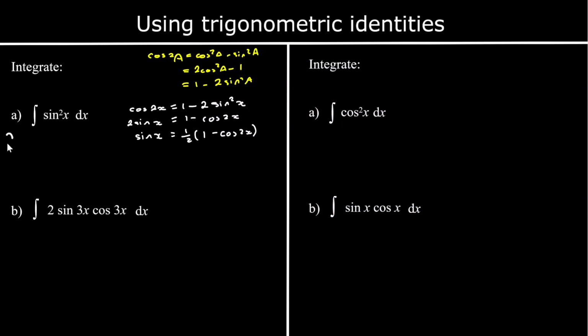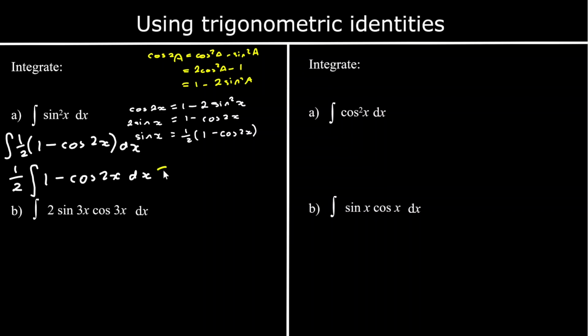So we're integrating half of 1 minus cos 2x. We can even take the half outside. So when we've got a constant, we can either leave it in our integrand, what we're integrating, or we can take it outside. And then we can just integrate it.